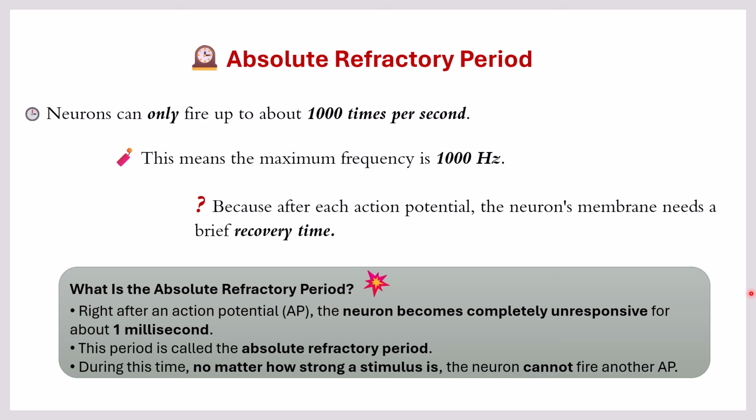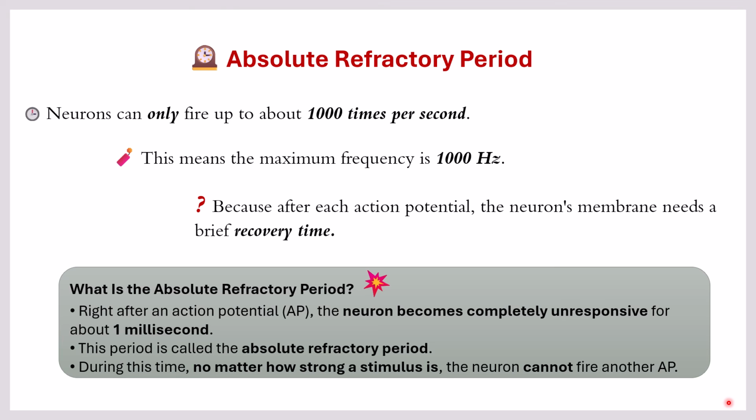So why is this absolute refractory period needed? It's because right after an action potential, the neuron becomes completely unresponsive for about 1 millisecond. This period when the neuron cannot respond is called the absolute refractory period. During this time, no matter how strong a stimulus is, the neuron cannot fire an action potential.